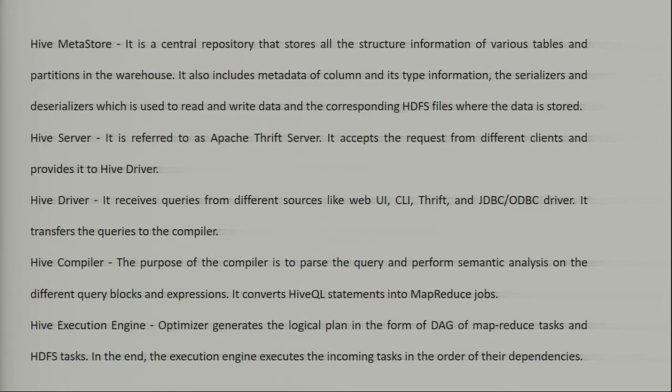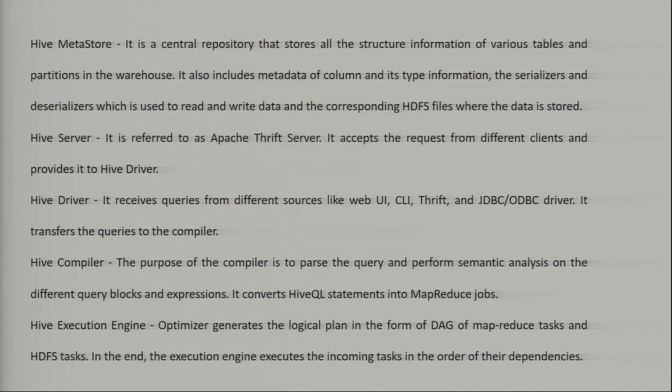So what is happening here? We have not just the tables and partitions in the warehouse, but also the columns and their type information. That is basically when you talk about the unstructured part of it. So we are talking about both: the structure information with its details, and the unstructured column and type information, and it also has the serializers and deserializers.